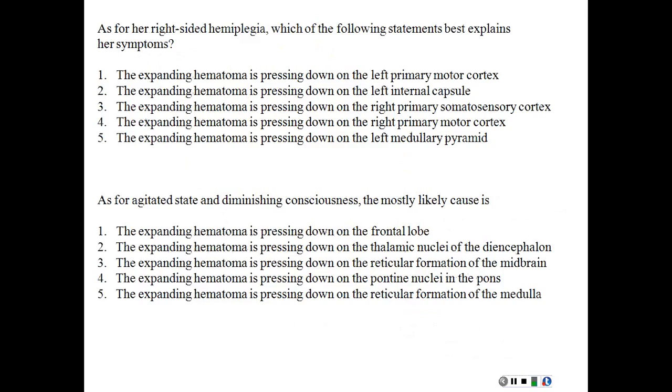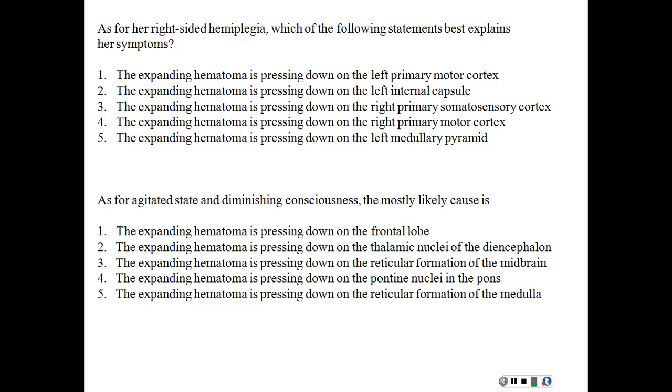But she also has some right-sided hemiplegia. Lesions on the left, right-sided hemiplegia. Why would that be? Well, we've got this expanding hematoma, that's correct. Pressing down, absolutely. What's it pressing down on? Well, it's right-sided hemiplegia. We know the space-occupying lesion is on the left, right? So chances are it's doing something on the left side. So it's pushing down on the primary motor cortex. That would be a darn good answer.